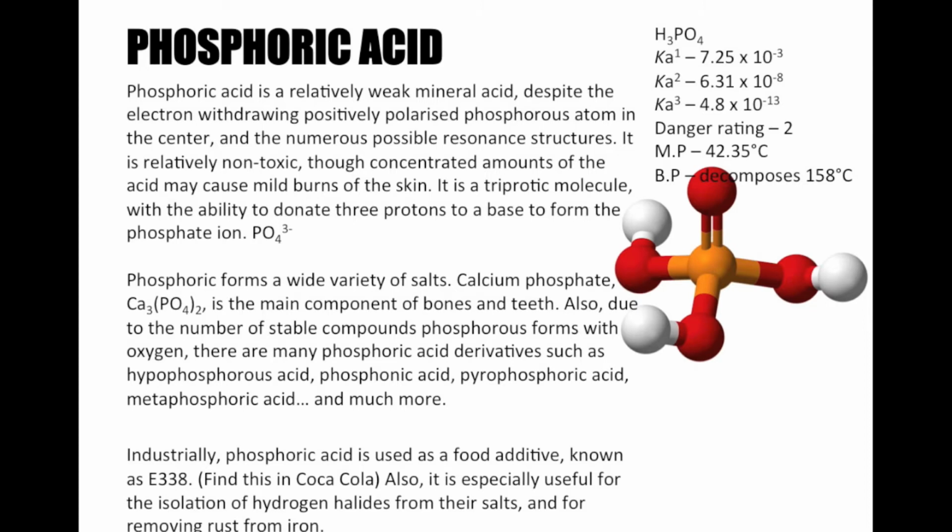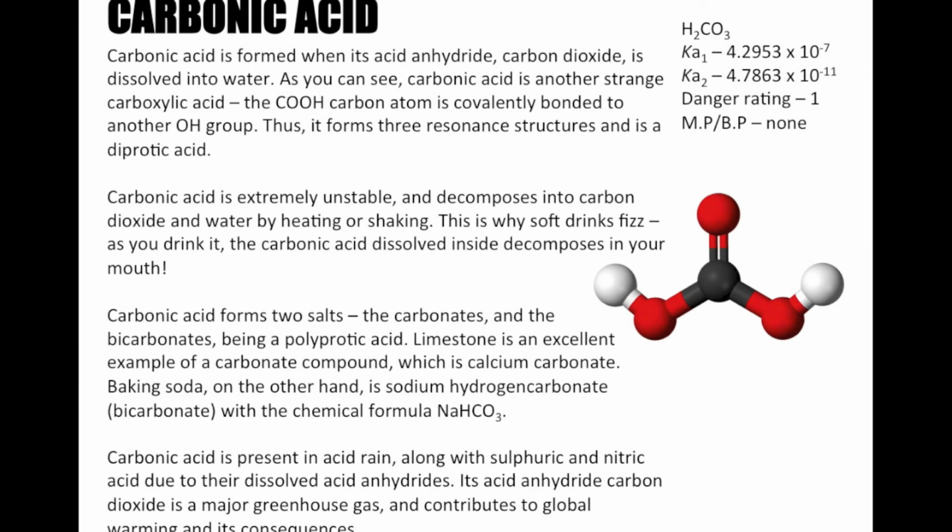Phosphoric acid forms a wide variety of salts. Calcium phosphate, Ca3(PO4)2, is the main component of bones and teeth. Also, carbonic acid is formed as the acid anhydride, carbon dioxide, is dissolved into water. As you can see, carbonic acid is another strange acid.